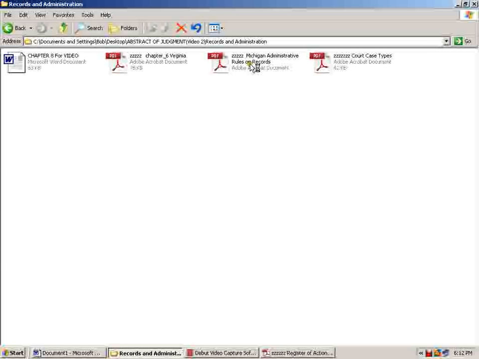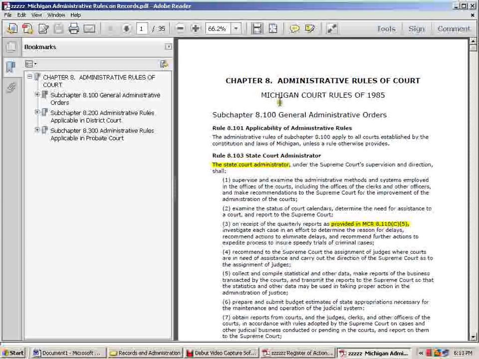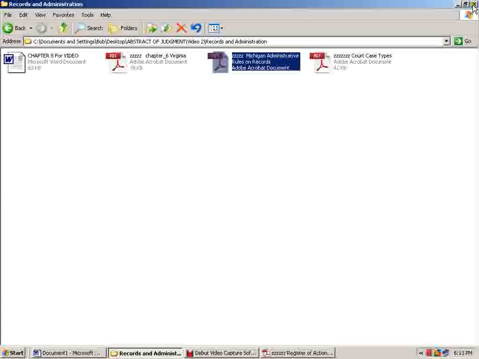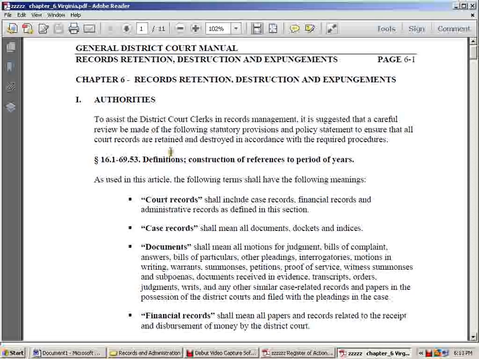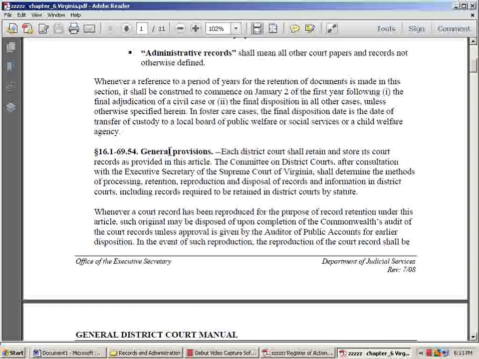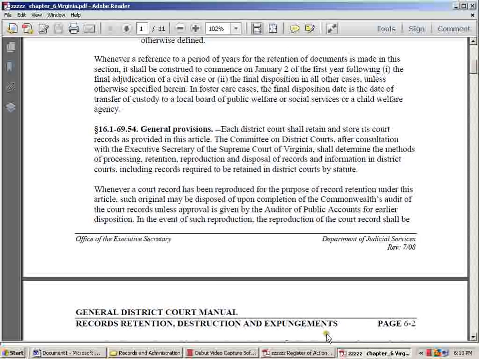Again, in Michigan, it's administrative rules of court. Administrative rules of court. And it looks like in Virginia it could be called General District Court Manual, Record Retention, Destruction, and Expungement. Right? Things have to do with the records. What makes up a court case? It's good stuff.